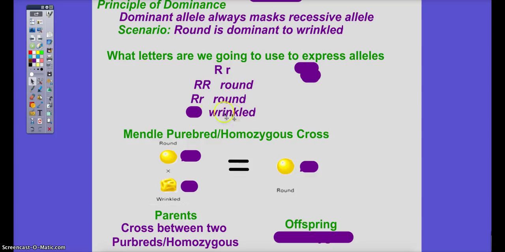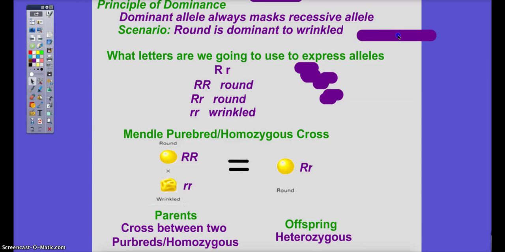What are we going to use for wrinkled? Lowercase r's. We only use the capital letter of the dominant trait. So Mendel's purebred homozygous cross of this would be what? Tell me what genotypes. Capital R, capital R times lowercase r, lowercase r. Good. And what's the offspring? They're all heterozygous, hybrid, F1 generation. Good job.